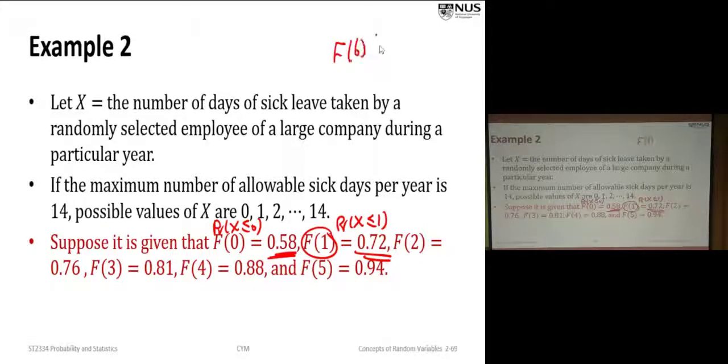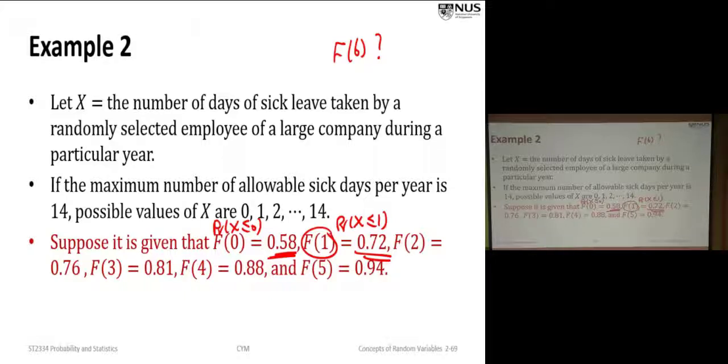So what is F6? We don't know the exact value, but at least we know something about it. What can I say about F of 6? It must be greater than or equal to 0.94, right? So we don't know what capital F6 is, but we know that it must be greater than or equal to 0.94.